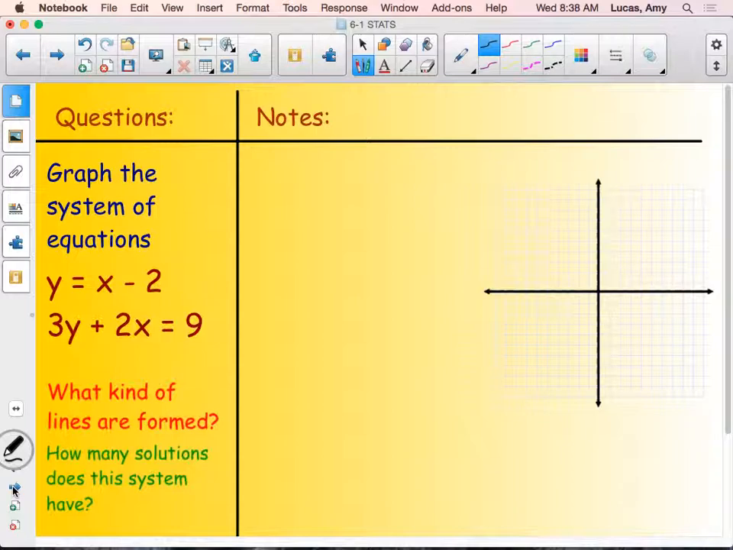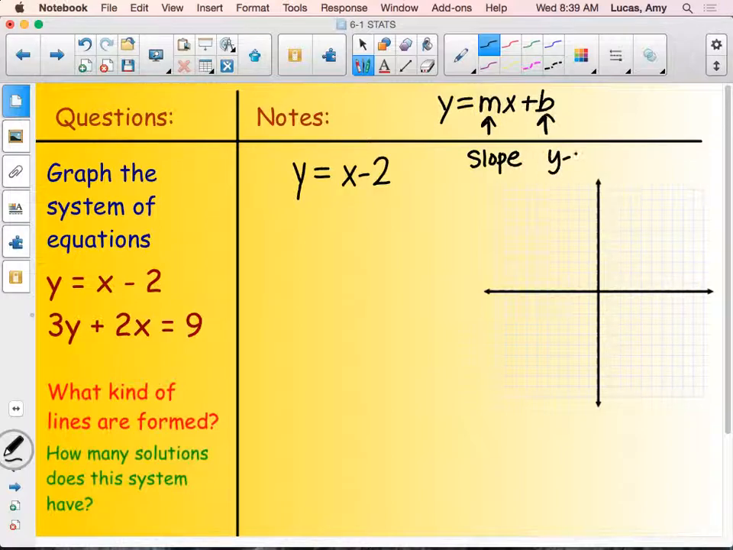Okay, our first example. Graph the system of equations and then answer a couple of questions about the system. What kind of lines are formed and how many solutions does this system have? So my first equation is y equals x minus 2. To graph this line, it's already written in slope-intercept form. So remember, when y equals mx plus b, m represents the slope of the line, and b represents the y-intercept. Our starting point for graphing is always our y-intercept.